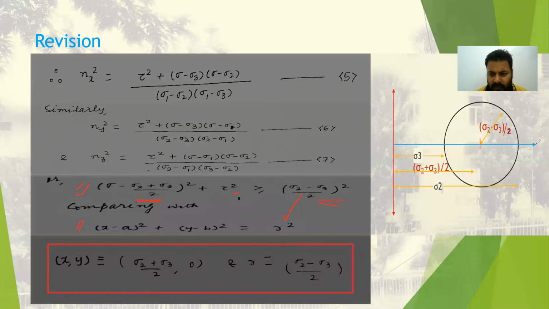So the circle was drawn by keeping in mind that this axis is for sigma, similar to the x-axis, and this axis, the y-axis, is for tau, the shear stress from this term. The center's x coordinate is (sigma 2 plus sigma 3)/2 and the radius is (sigma 2 minus sigma 3)/2. However, in the last lecture there was a slight mistake. By mistake I wrote sigma 3 here and sigma 2 there, so you have to correct it as in this figure.